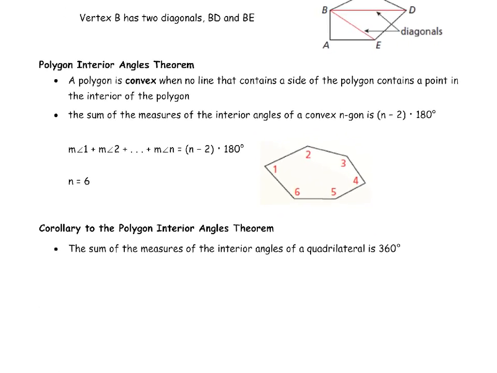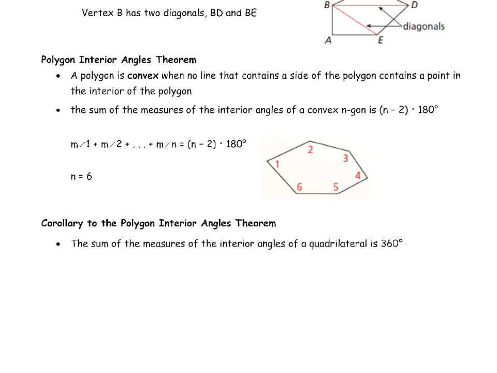Polygon interior angle theorem. A polygon is convex when no line that contains a side of the polygon contains a point in the interior of the polygon. We'll go in a little bit more detail with that a little bit later. The sum of the measures of the interior angles of a convex n-gon, meaning we don't know how many sides it has, is this formula here, where it is the number of sides subtracted by 2 and then that value multiplied by 180 degrees.